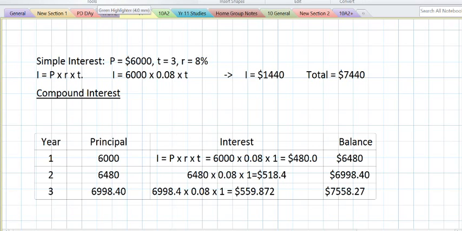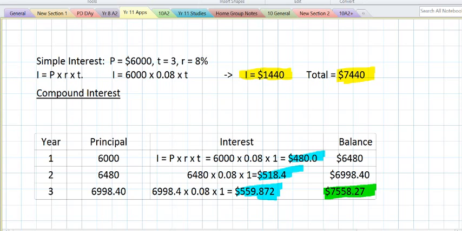So, a couple of interesting things when we're comparing simple interest and compound interest. With simple interest, we get paid interest once at the end of the period, and our interest payment was big, a total of 1,440, giving us interest and the principal. At the total at the end, we had the 7,440. However, with compound interest, we earn interest each year. Each year, we earn interest. And at the end of it, we had more. We had 7,558.